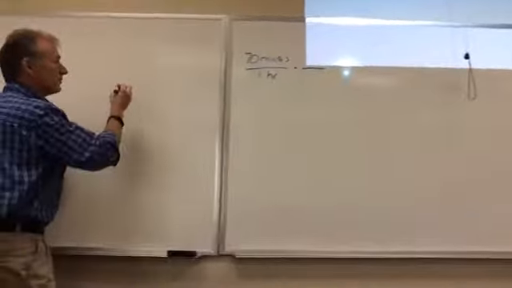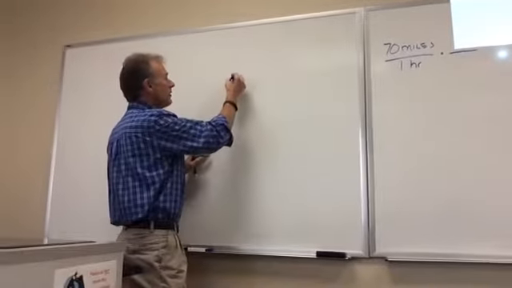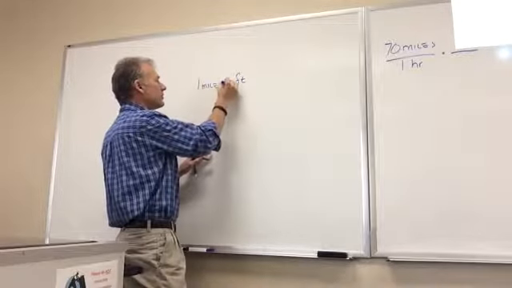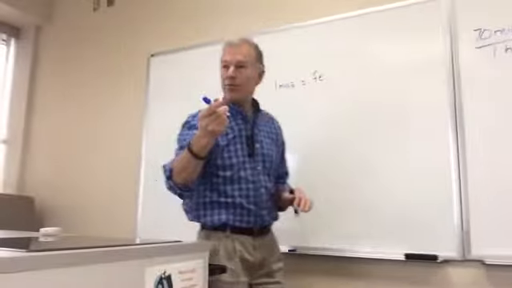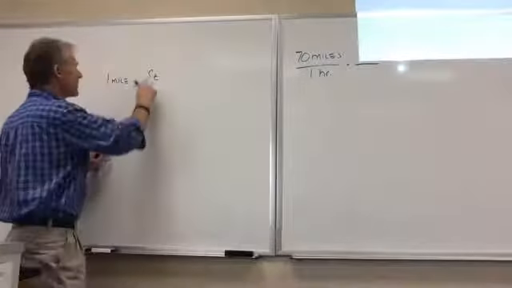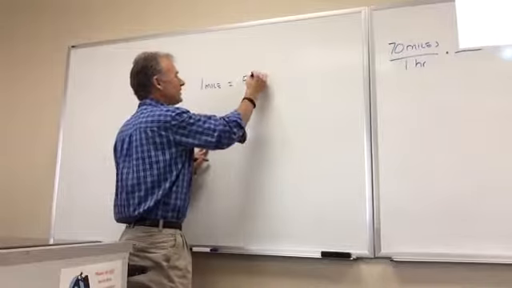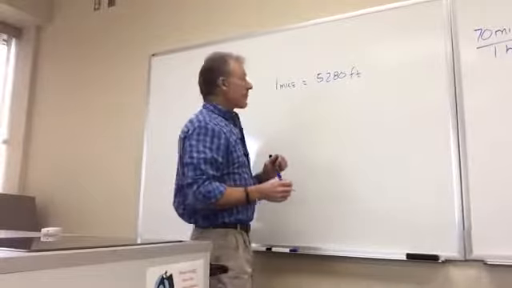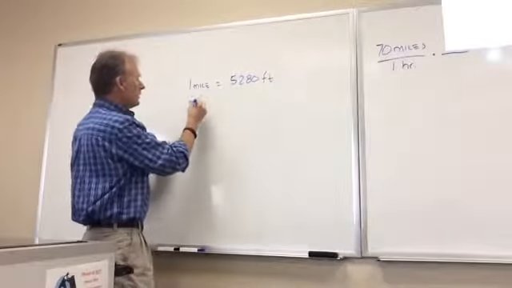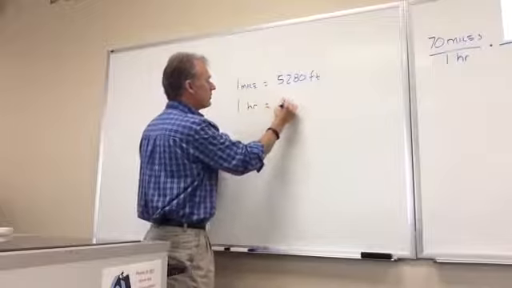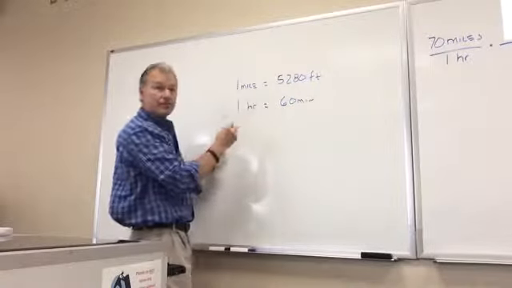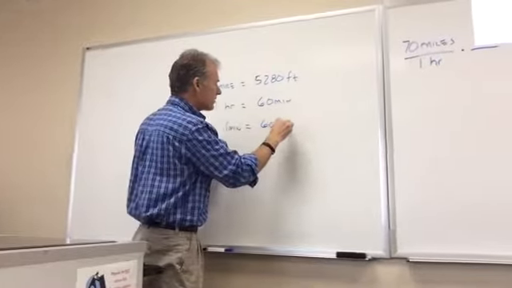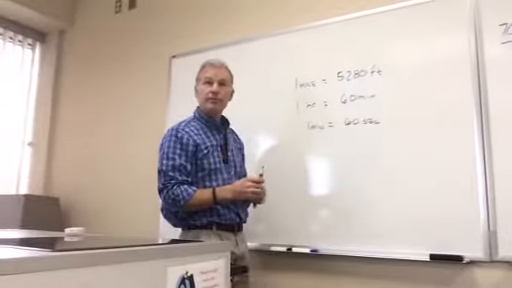And let me give you some facts just to work with. Do you know how many feet there are in 1 mile? Anybody? You don't have to memorize this one. Oh, yeah, good job, guys. 5,280 feet is equal to 1 mile. Okay. And let's see. We know that 1 hour is equal to 60 minutes, right? And we know that 1 minute is equal to 60 seconds. And that should be enough.